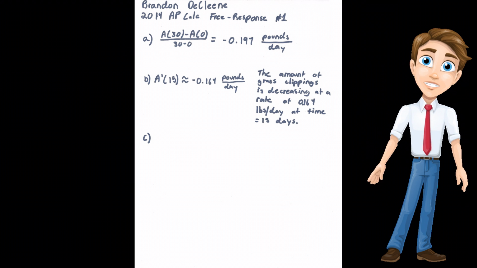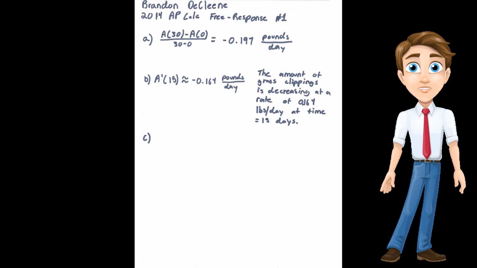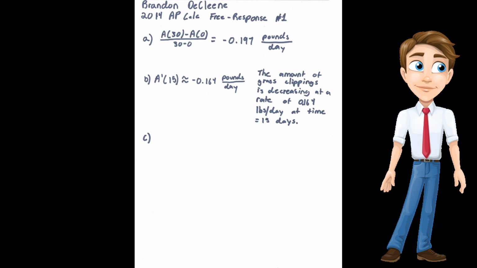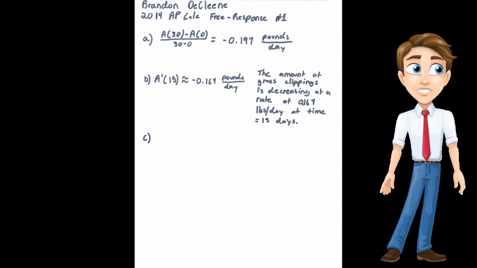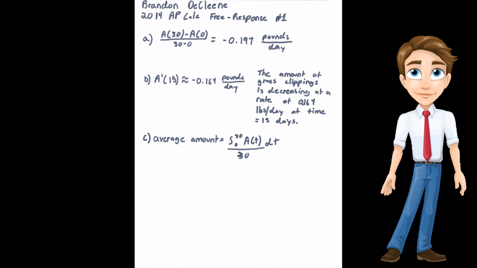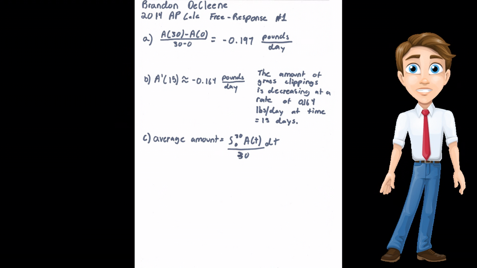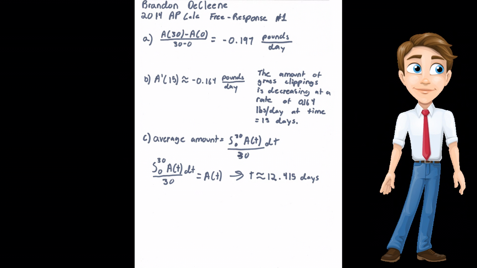Part C asks us to find the time t for which the amount of grass clippings in the bin is equal to the average amount of grass clippings in the bin over the interval 0 is less than or equal to t, which is less than or equal to 30. To find that, we are going to use the integral of A of t divided by the interval, which is just the integral from 0 to 30 of A of t divided by 30. Because this is a calculator problem, you should be able to punch it into the numerical solver and get a value of t equals 12.415.